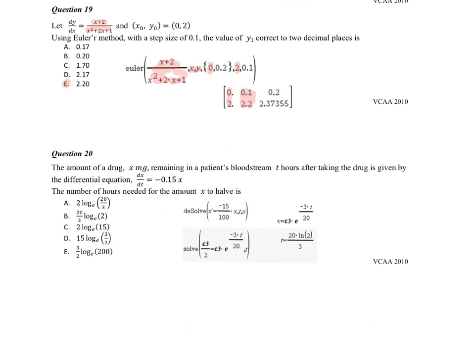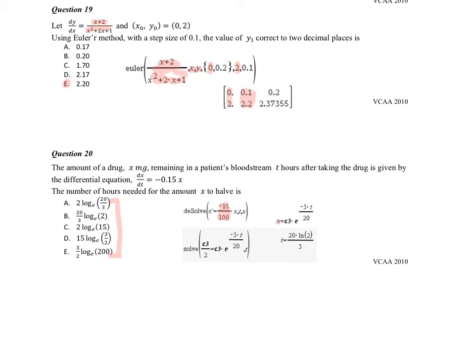Another DE, this time we're solving it. So I went to the CAS here. The amount of a drug remaining in a patient's bloodstream, 2 hours after the drug has been given, is given by that DE. So I just solved it. So DE solved, we've got x dashed is equal to negative 15 on 100. Because we've got exact answers here, put exact values into the DE. If you put 0.15, then you're going to get decimal equivalents.